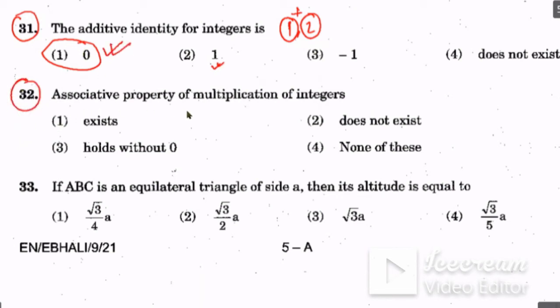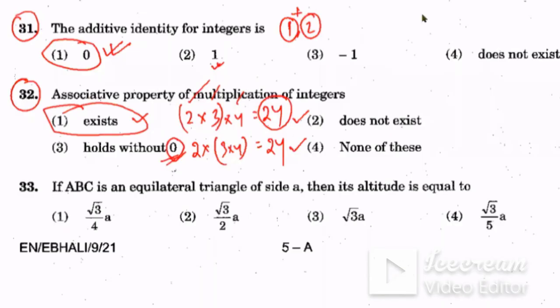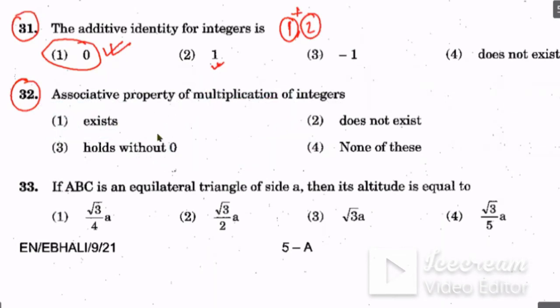Now question number 32, associative property of multiplication of integers. As you know, what is associative property? So the answer is: it exists for the multiplication of integers, it does not exist, it holds without 0. That means associative property is there. It means it exists without 0, because 0 is also an integer, so it is excluding 0. And the fourth answer is none of these.